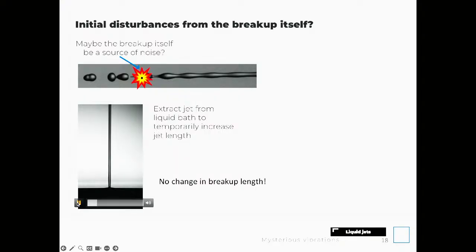Yeah, and there's a very simple experiment that you can do. This is a movie, but you don't see anything happening. You see a bit of fluctuations here. But what we're doing is we're spraying into a reservoir, or we're jetting into a reservoir, and then we're withdrawing, or we're retracting the nozzle from the reservoir. Yeah, and so if it were noise from the breakup itself, we've suppressed the breakup itself by jetting into a reservoir, then we would be able to make a much longer jet. And we don't.